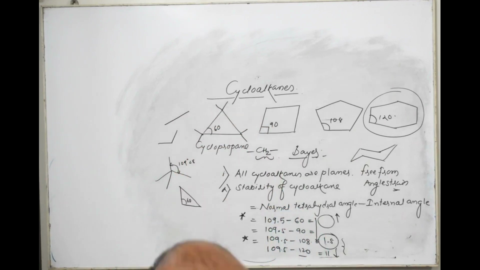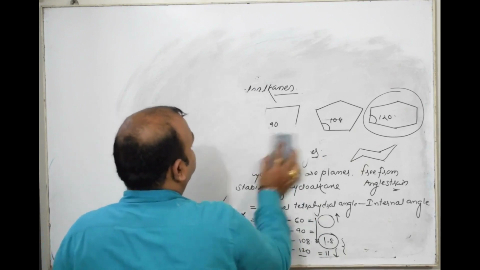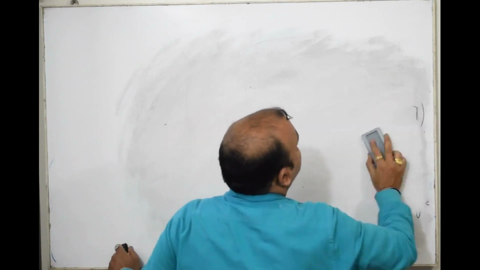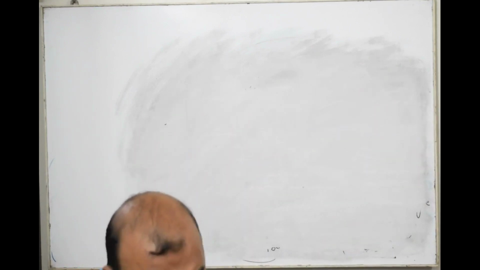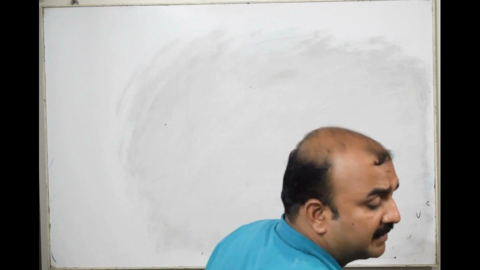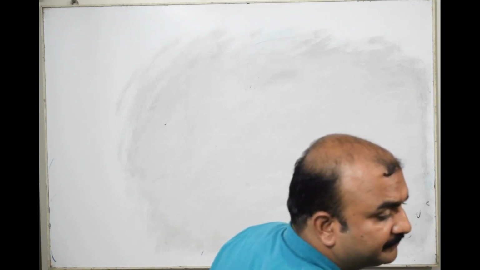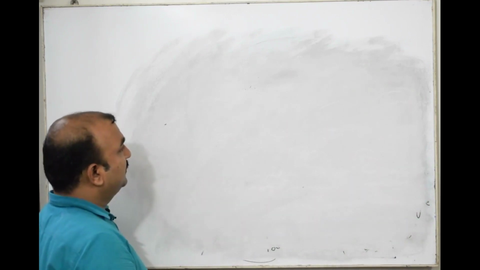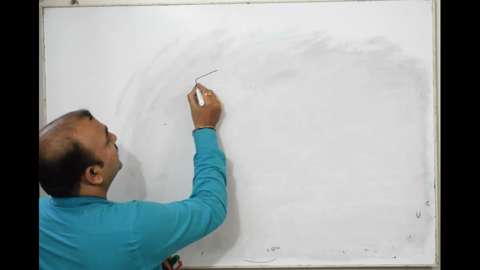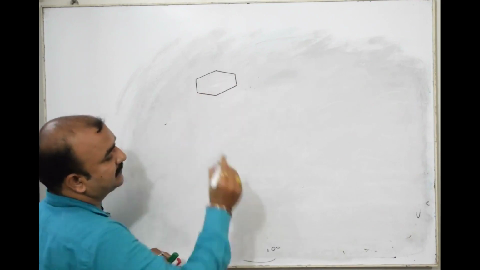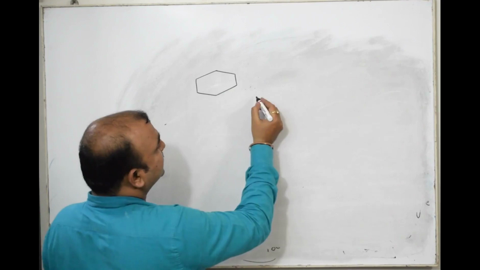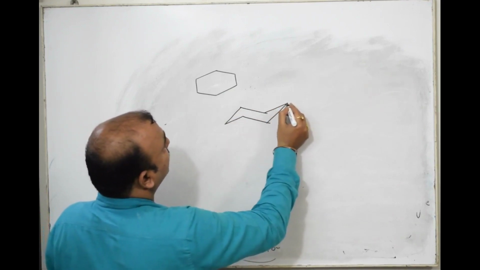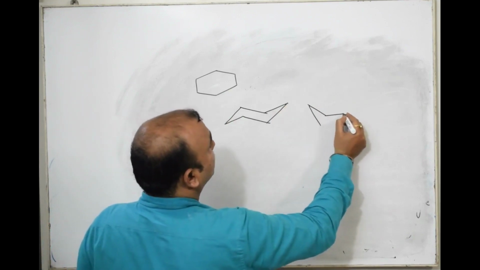Now we are going to start with cyclohexane. While drawing cyclohexane, please see, it has 6 methylene units. Cyclohexane exists in two different conformations. This is known as the chair conformation. This is known as the boat conformation.